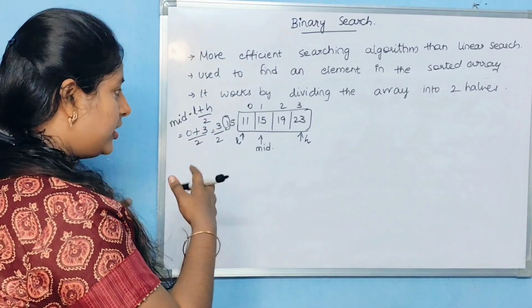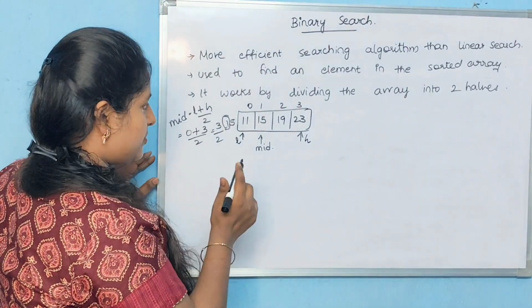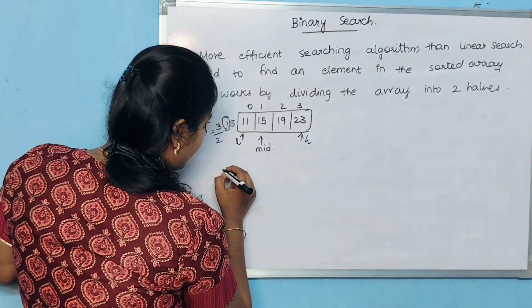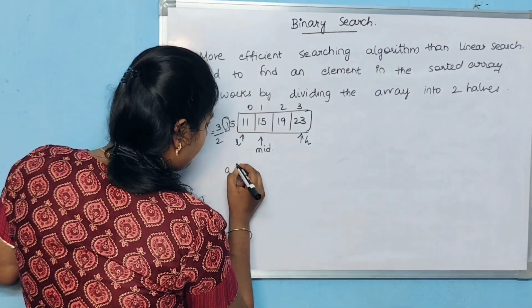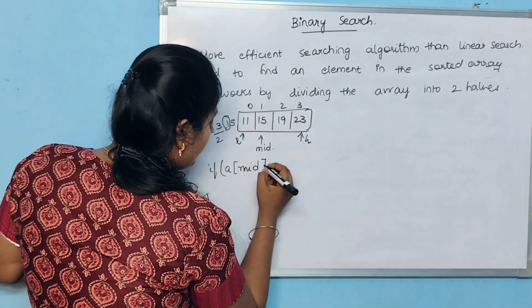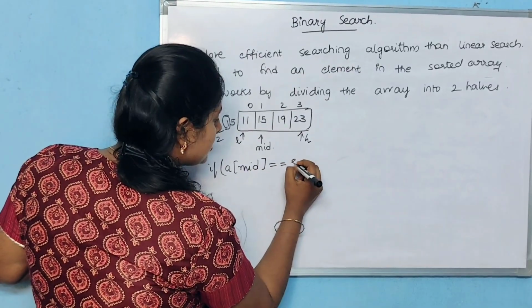Now I'll explain how this binary search is being performed. So this is my mid element, and there would be 3 cases. My cases are: if A of mid equals search.